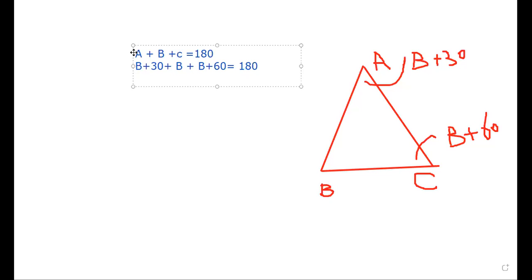Now we have 3B equal, I will transfer, 180 minus 90 equal 90. So the answer, it will be B equal 30. And then I will go back and substitute in each one to find the measure of angle A. Then A now will be equal 30 plus 30.